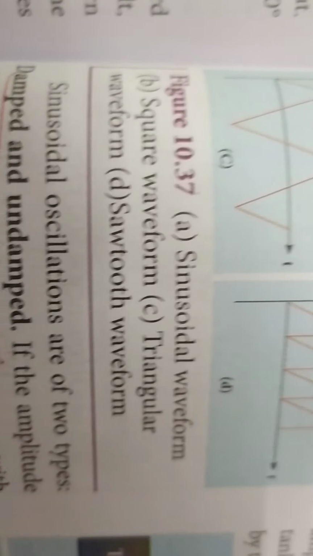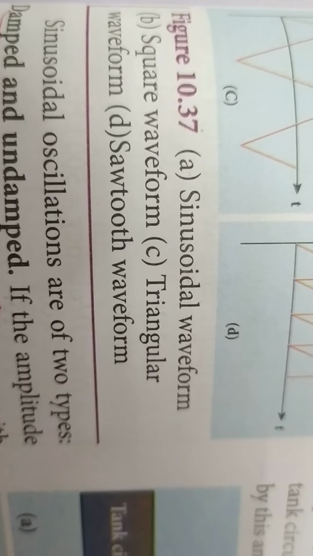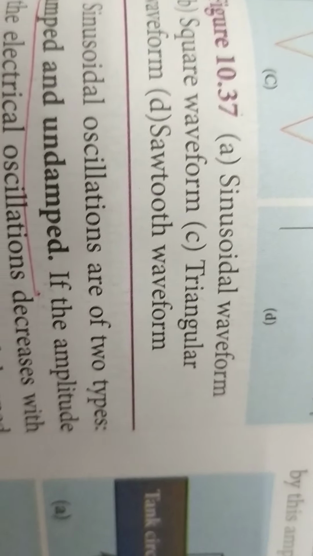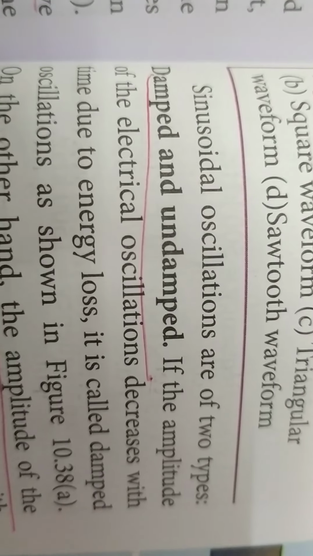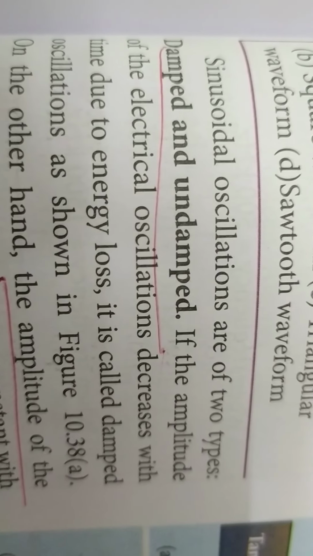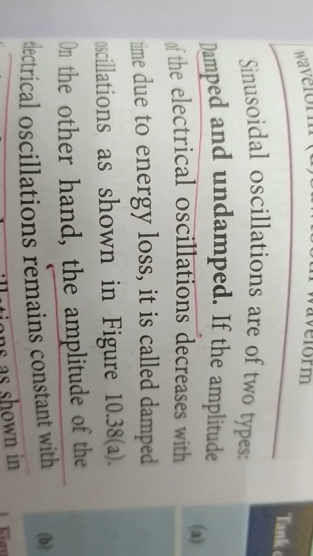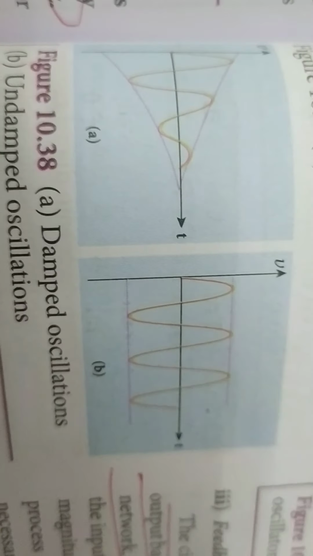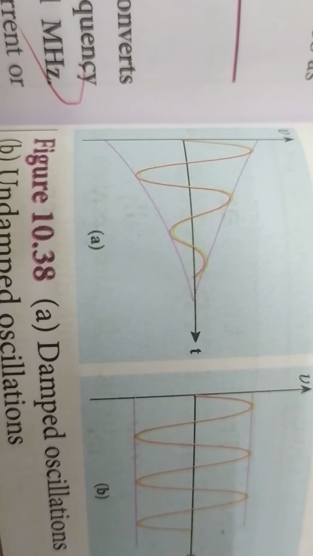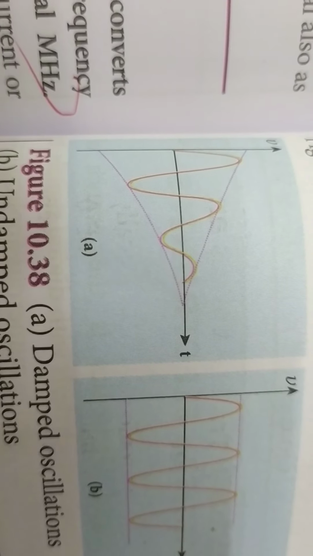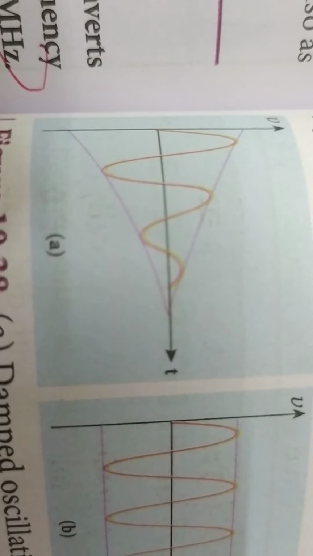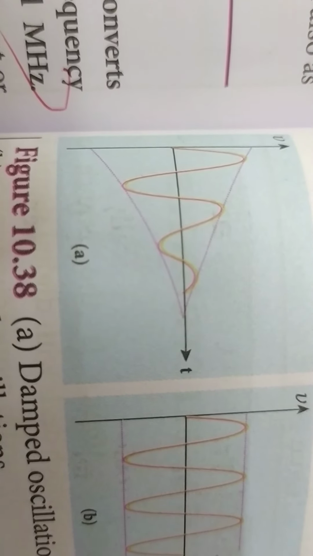So these are, you see, triangular form, square form and sawtooth waveform. And depending upon the function, either it can be damped or undamped. Damped means the amplitude will go on decreasing. So when you see this first diagram, this is damped oscillation. You see the waveform, the amplitude will decrease and finally reaches the value 0.